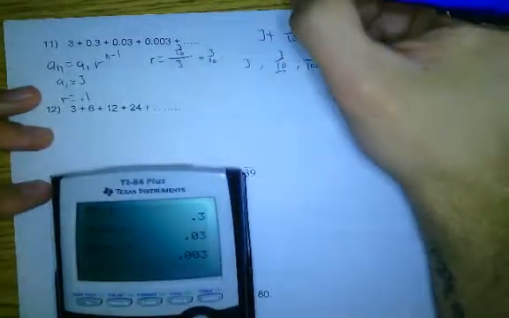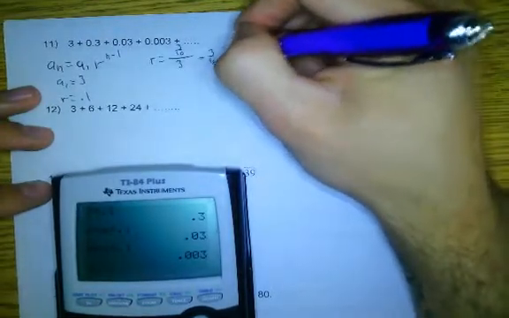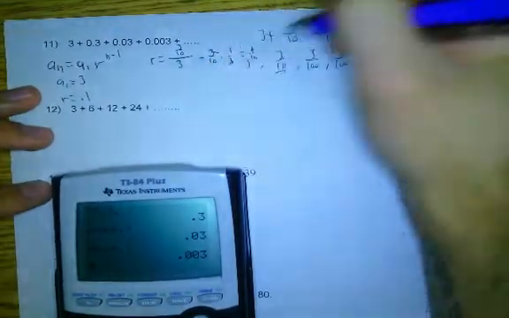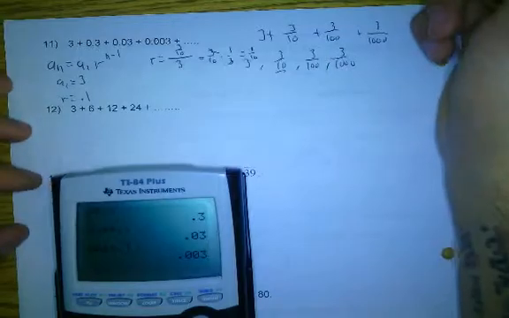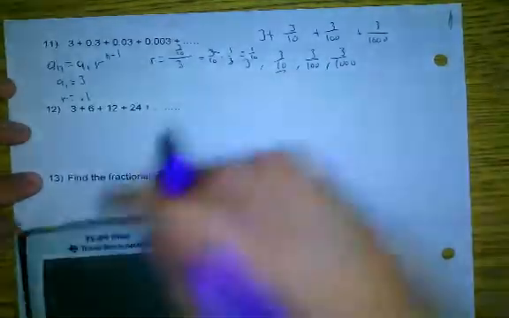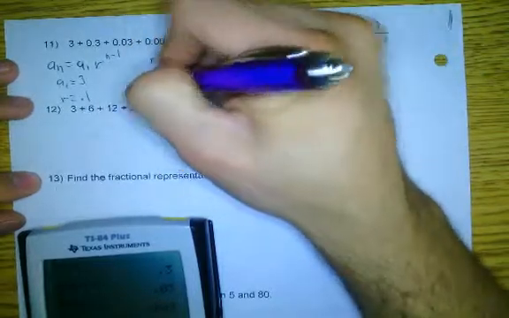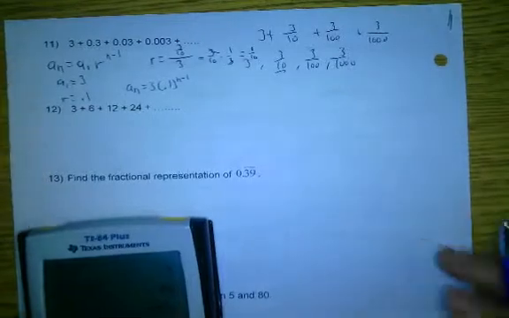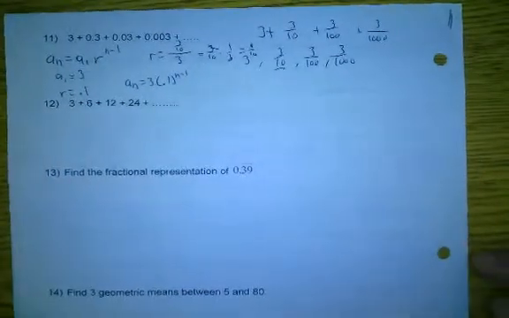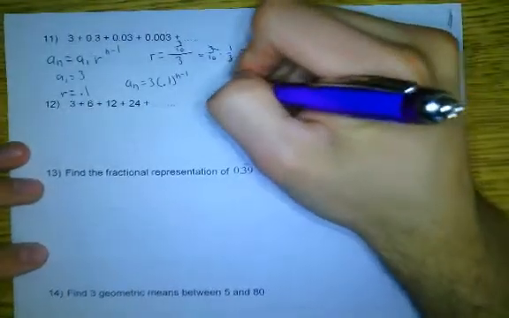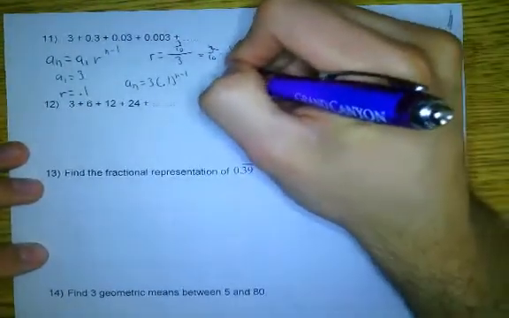Now, if we actually want to find the summation, we're looking for the series. And this is an infinite series. This will be the summation. We're going to start at the first term, and we're going to go towards infinity, of 3 times 0.1 to the n minus 1. The formula tells us to do what? You can flip back if you need to.